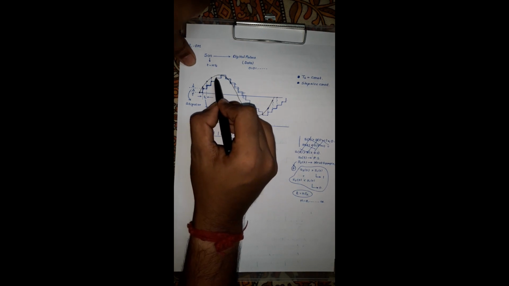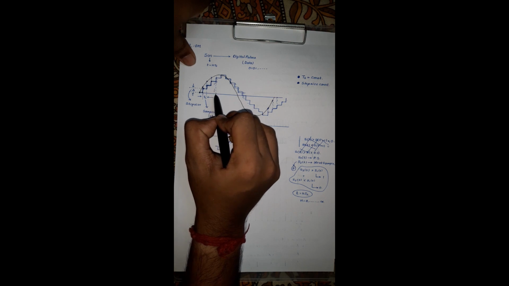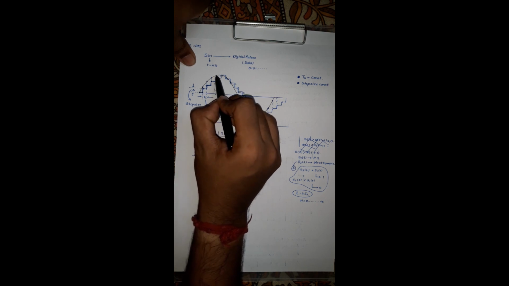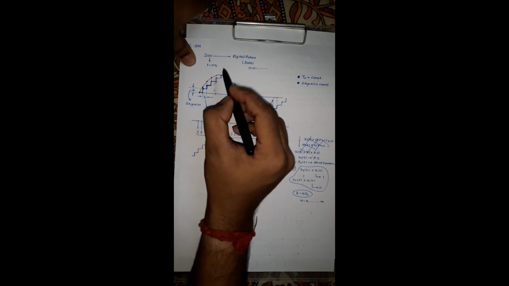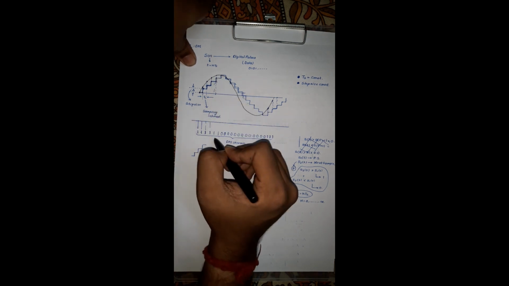proceeding. Again at this sampling time, it is saying that this amplitude is greater than the last amplitude. An upstep is produced as well as a 1. In this way it is proceeding.